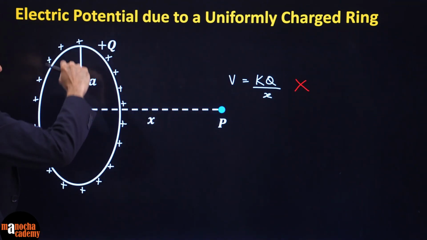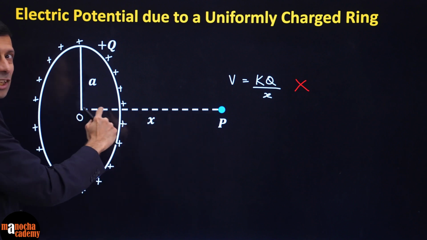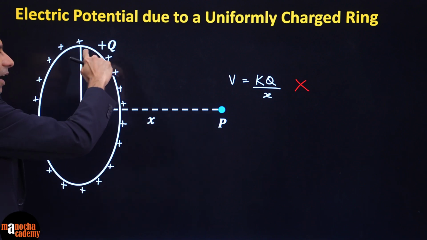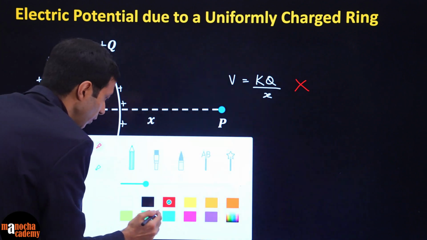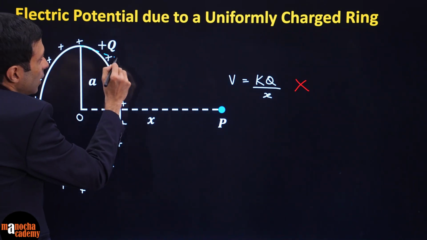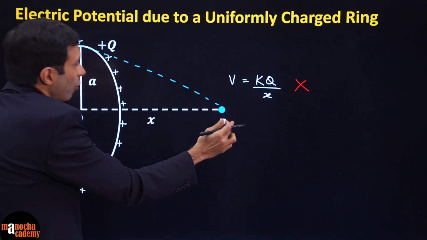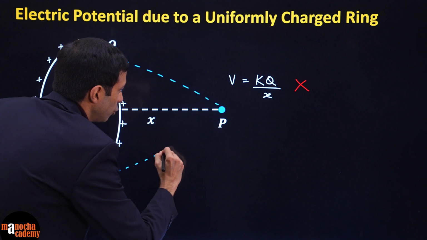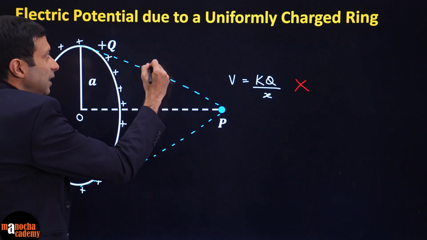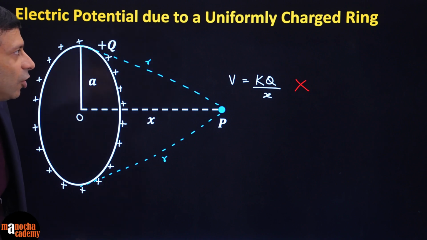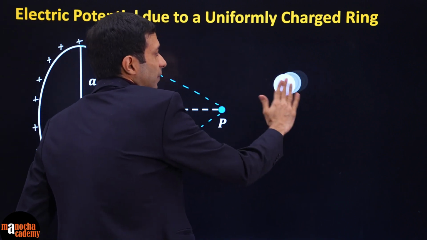The charge is actually not at a distance x from P, right? The charge is not at the center, it's all around here, and if you want to know the distance, you have to consider this distance. Let's say I consider some charge here, I need to consider this distance, from P to this point. So this is my real distance r. I cannot use kq by x. So this is definitely not going to work.